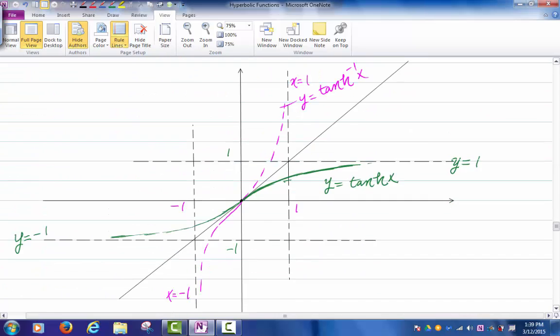Now let me show you the graph of hyperbolic tangent again. See, hyperbolic tangent, the range is from -1 to +1, but the domain is all real numbers. It doesn't include -1 and 1. So if you look at the hyperbolic tangent inverse, then it will have domain between -1 and 1, and its range will be from -infinity to +infinity. The opposite of hyperbolic tangent. Is that okay?